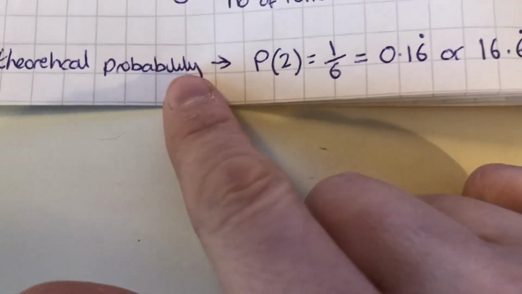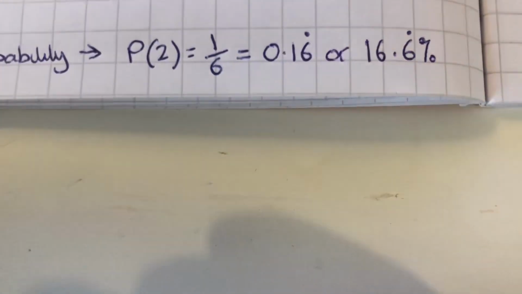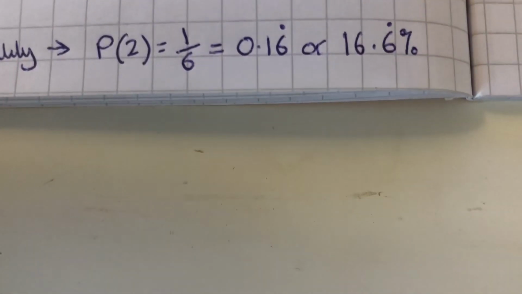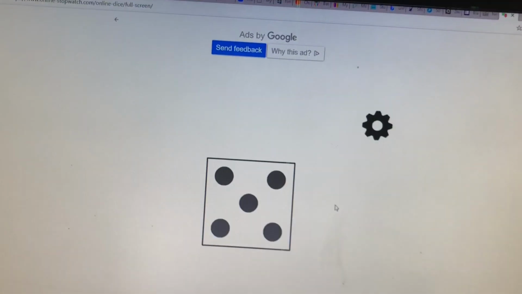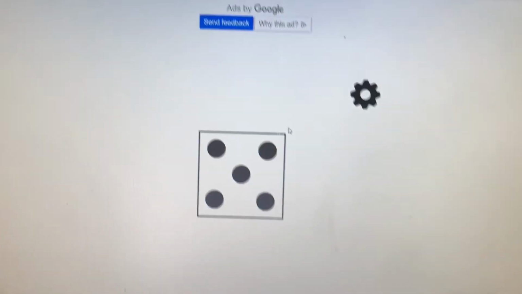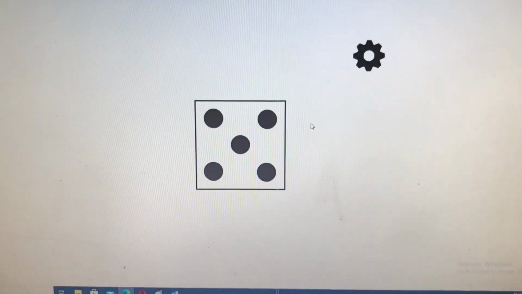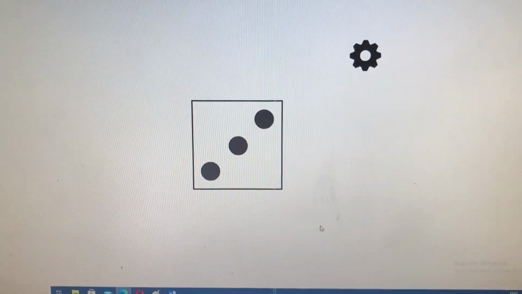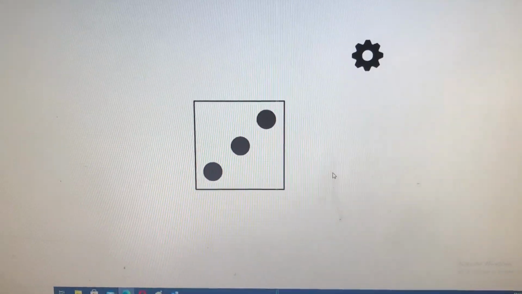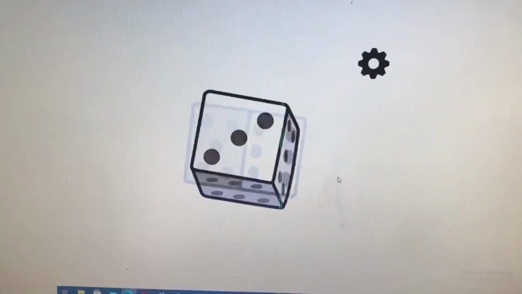And we know that the probability, theoretically, of getting a 2 is 1/6, which as a decimal is 0.16 recurring, or as a percentage, 16.6 recurring percent. Now, you can always use an online die roller. There are lots of them available. You can Google them, such as this, if you don't have any dice yourself at home, and you can experiment around with it yourself. So number 3, number 3, number 6.